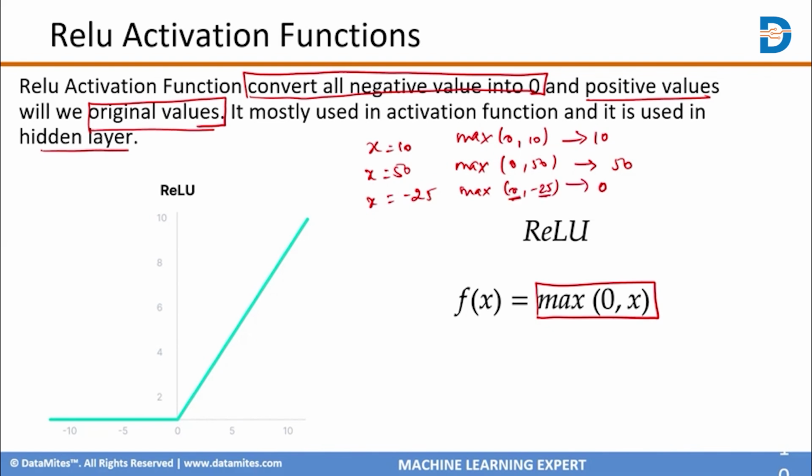The maximum between these two values. So for all the negative values, the graph will be 0. And for positive values, it will be taken as such. If you are taking the value as 3, the value will be 3. If the value is 4, the value will be 4. If the value is 5, the value will be 5. Correspondingly, we will be getting a linear value in the case of the ReLU activation function.